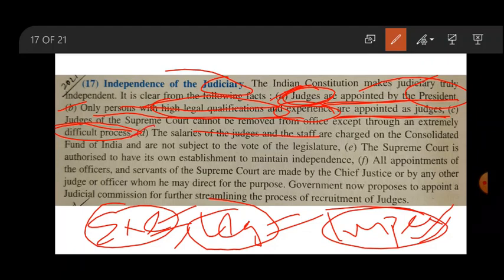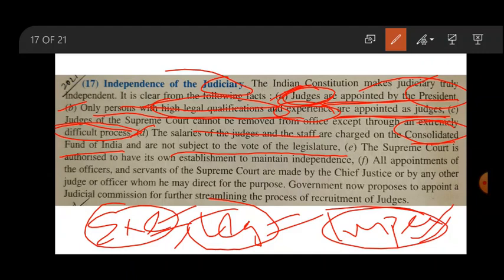So D, it says the salaries of the judges and the staff are charged on the Consolidated Fund of India. This consolidated fund is not subjected to vote of the legislature. That means the legislature, the MPs or the ministers cannot interfere with the salaries of the judges. The Consolidated Fund of India is the fund collected by the government from various sources like taxes, like income tax or GST, or any other revenue received from foreign countries.